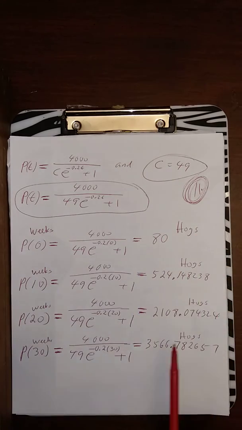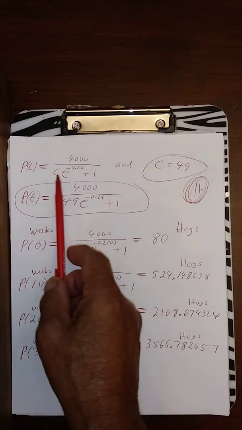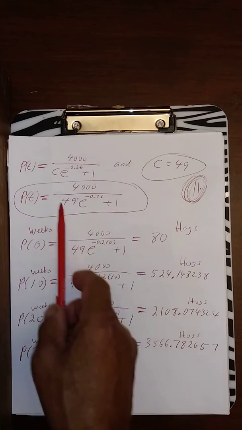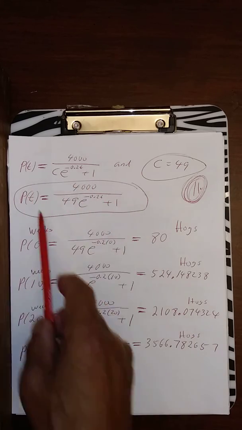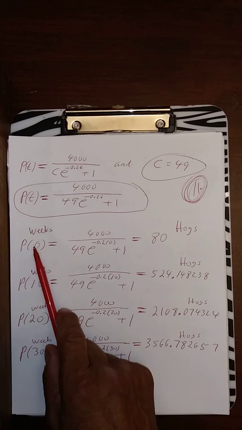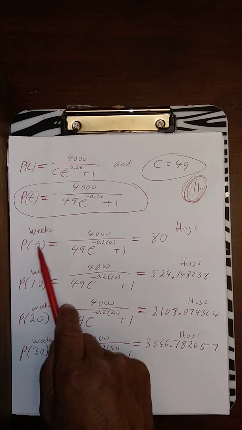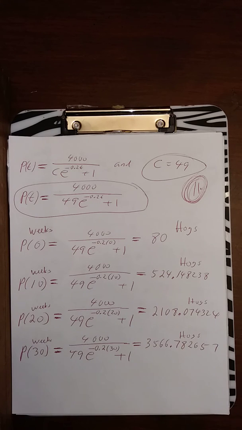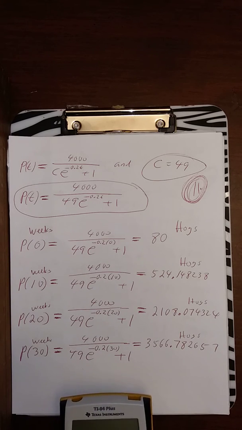C is 49. So we're going to replace it. Big C is 49. So we have 49 e to that power right there. That's our P of T function. It tells us the number of wild hogs living in our little corn farm or whatever we have. Now, at 0 initially, P of 0 is 4,000 divided by this. Let's do it in the calculator.